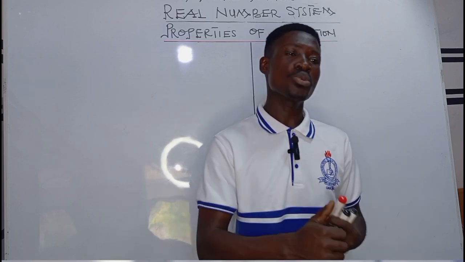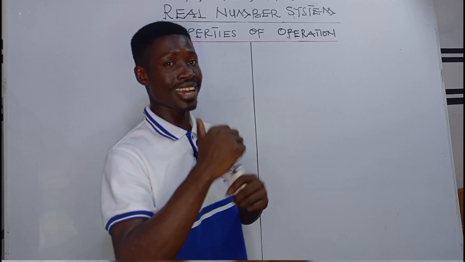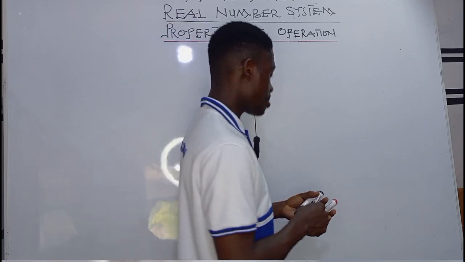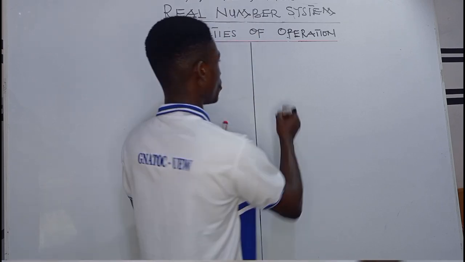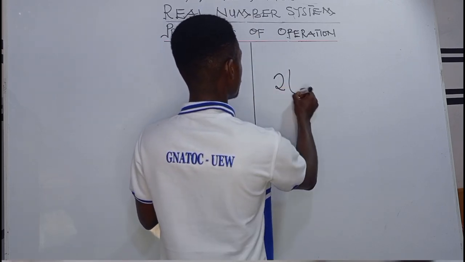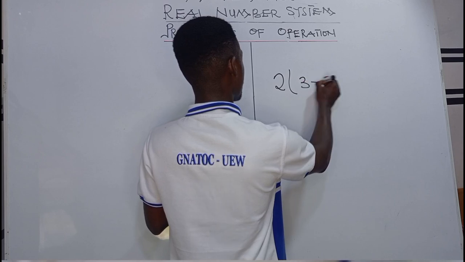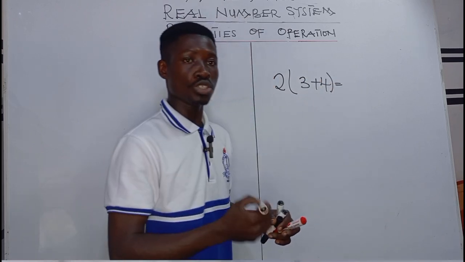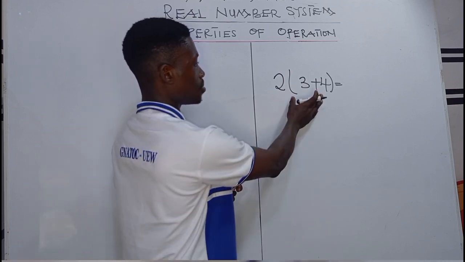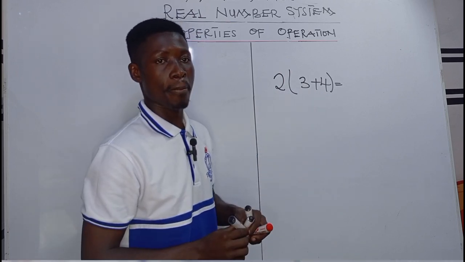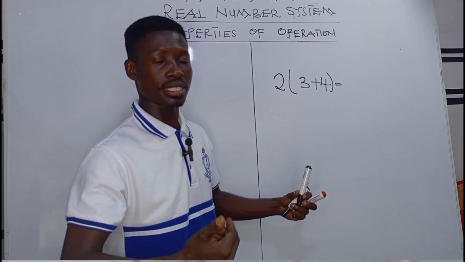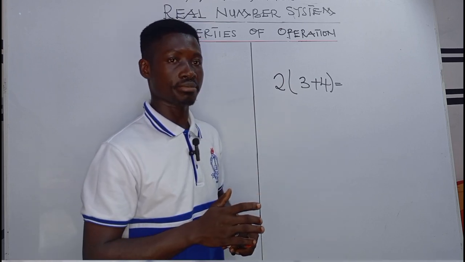Now, when you were in the JHS level, down there, and even at this very level, whenever you are presented with a question of this form, let's say 2 bracket 3 plus 4, what do you do? How do you go about this question? I believe you are saying that we expand to remove the bracket.